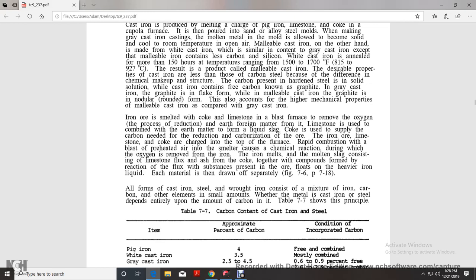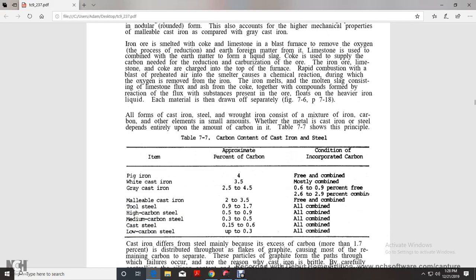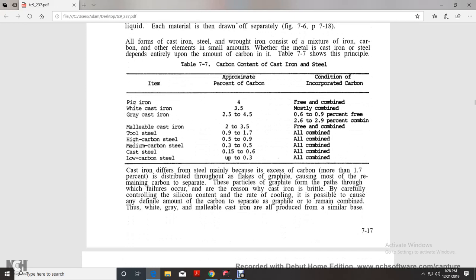Figure 7.6, page 718. All forms of cast iron, steel, and wrought iron consist of a mixture of iron and carbon, with other elements in small amounts. Whether the metal is cast iron or steel depends entirely upon the amount of carbon in it. Figure 7.7 shows this principle: the carbon content of cast iron and steel.